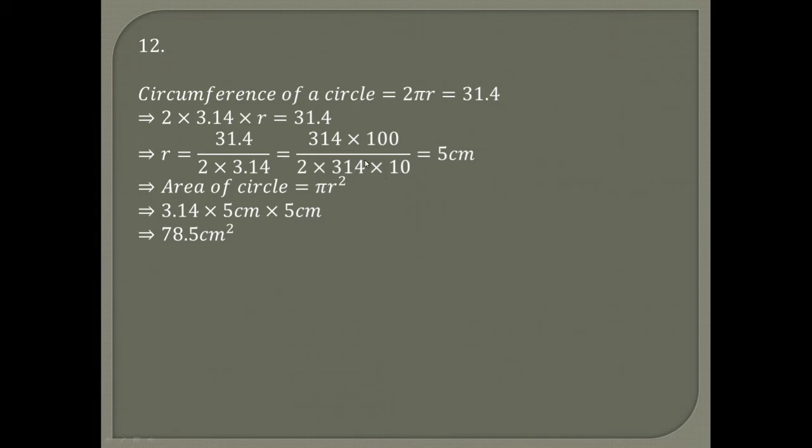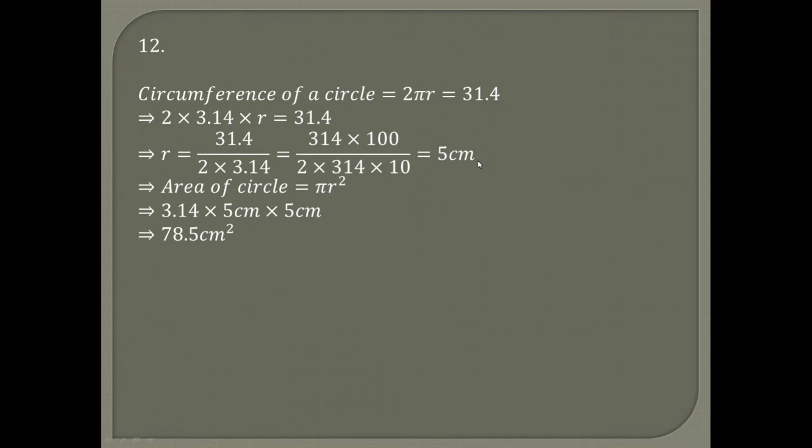So let's see, 314 and 314 we have to cut down. 0 and 0 will cut here. Then with 2, the remaining 10 will become 5. Okay, so radius is 5 centimeter.